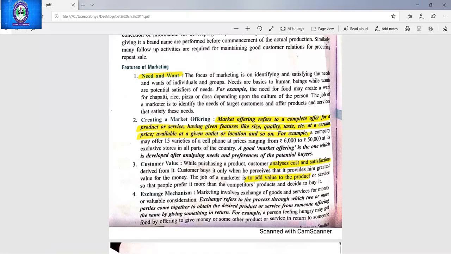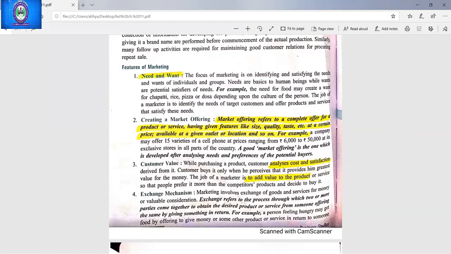and buy your product. For example, a company may offer 15 varieties of a cell phone. So whenever a company is going to launch a new mobile phone, then it has to give all its features, its colors, its different memories and other things, which type of software is used in the phone, and all the other features, even the price range. From the beginning model, what will be the price range, and for the highest model, what will be the price range. Each and everything is mentioned in the advertisement so that the consumers are attracted and they are going to buy that particular product. Okay, students.